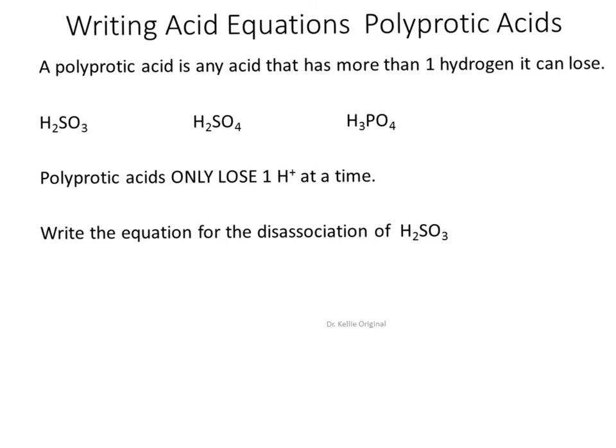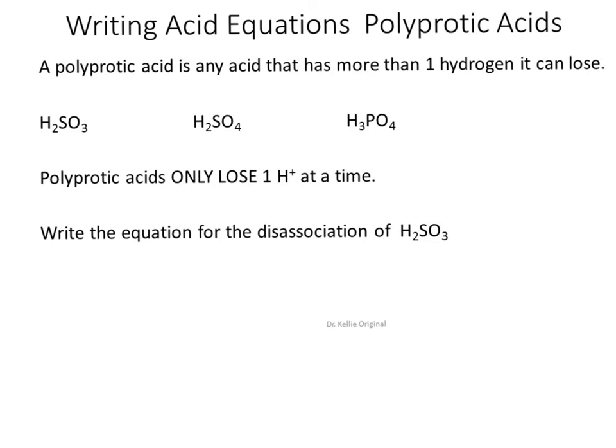Let's look at a special case of acids known as polyprotic acids. Polyprotic acids are acids that have more than one hydrogen they can lose. You'll know you have a polyprotic acid when once again you have hydrogen as your first element. However, you'll have more than one of those hydrogens as the first element. For example, sulfurous acid, you have 2 hydrogens. Sulfuric acid, you have 2 hydrogens. Phosphoric acid, you have 3 hydrogens.